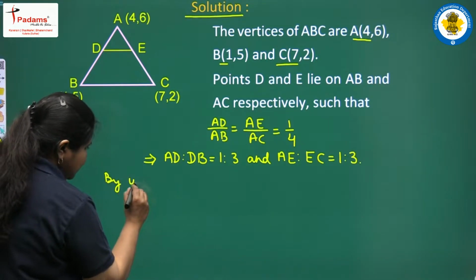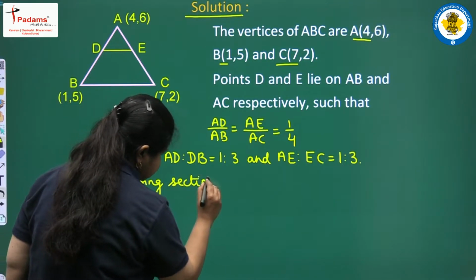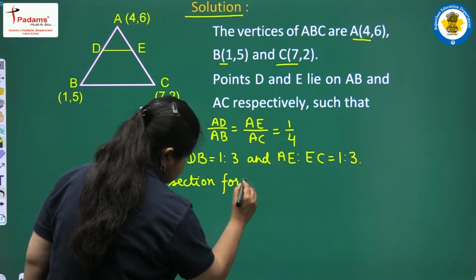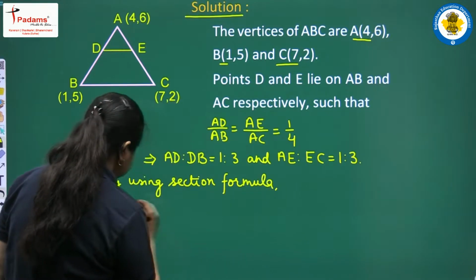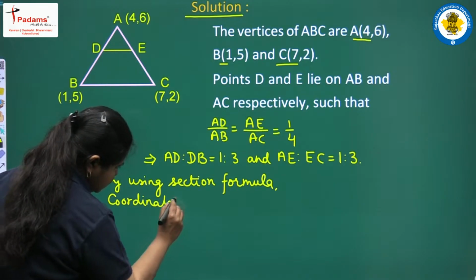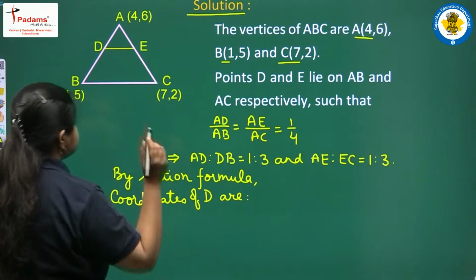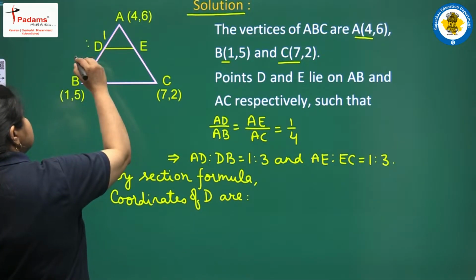By using section formula, coordinates of D are, yes, the ratio is here 1:3.